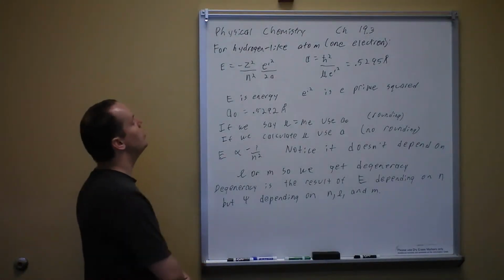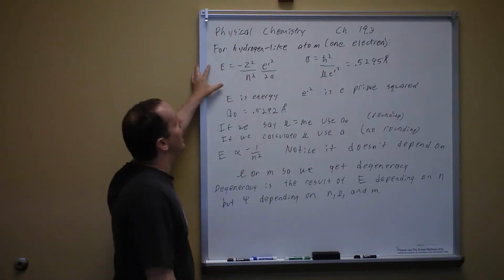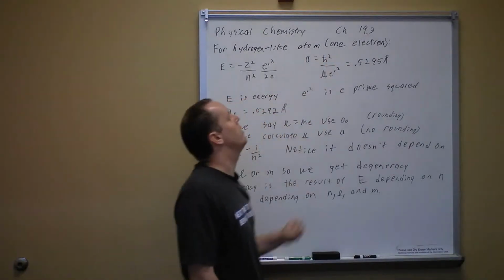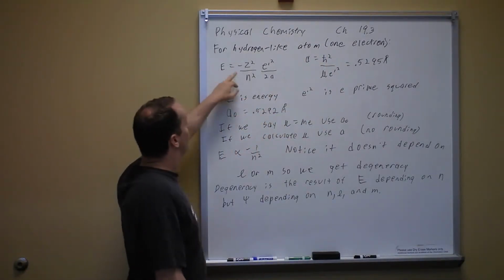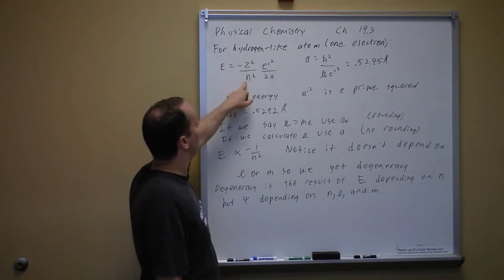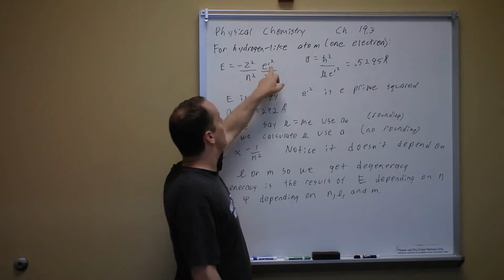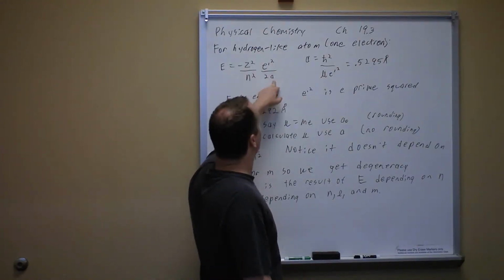Continuing on physical chemistry, chapter 19, section 3. Now we're talking about a hydrogen-like atom, which remember I already said means it has just 1 electron. So the energy is equal to minus Z squared over n squared, remember Z is the atomic number, times e prime squared divided by 2a.